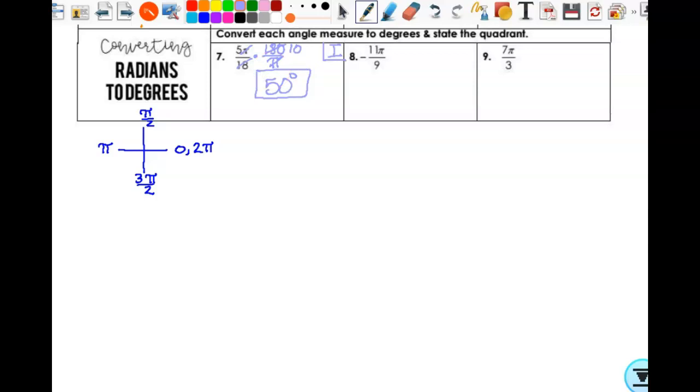Any questions? All right, so then I have negative 11 pi ninths. So I know I'm going to have to go clockwise. At 1, I'm at 9 pi ninths. If this is 9 pi ninths, what quadrant is negative 11 pi ninths in? 2, right? Because I'd have to go another 4.5 to get all the way here. So I'm in quadrant 2 here.